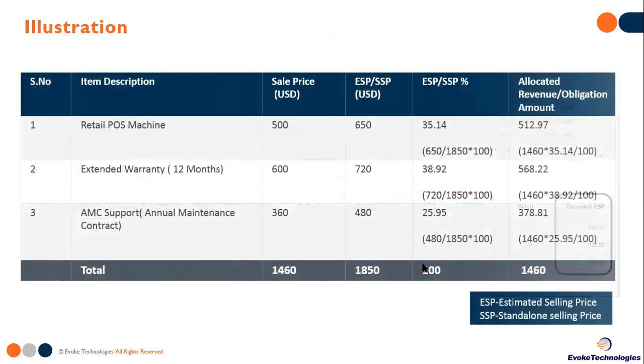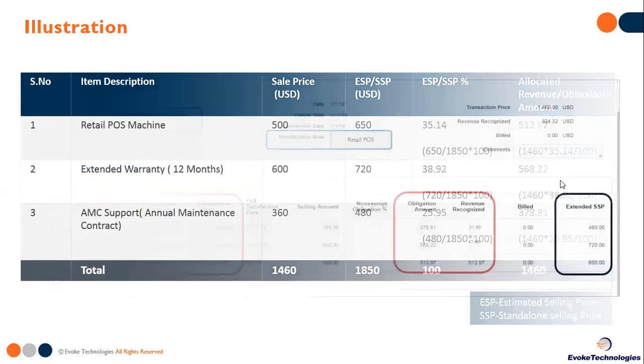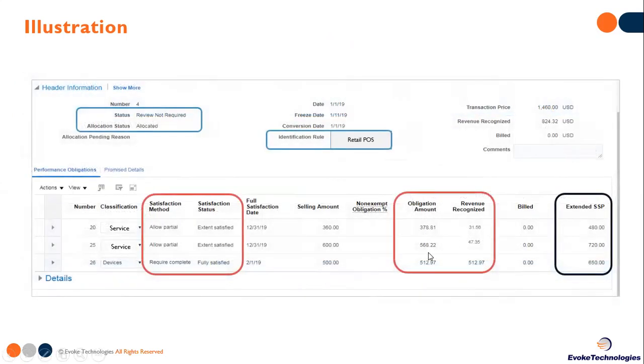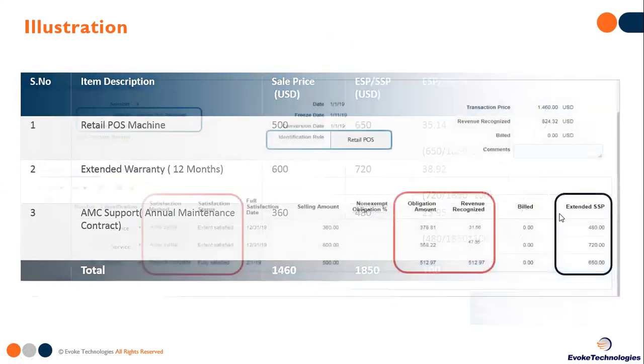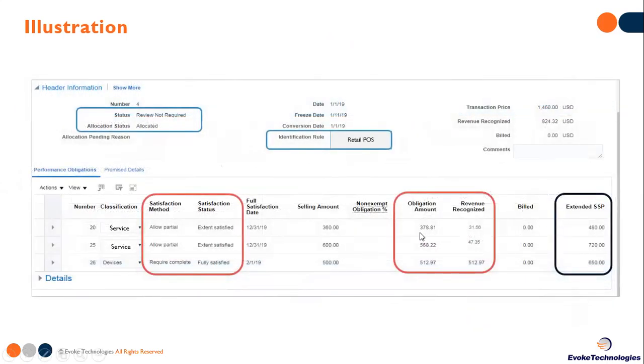And next, we'll go through the warranty. The warranty is 568.22. We could see 568.22 in the second row for the warranty. And now for the AMC support, it is 378.81. Let us go back and check. Yes, the first column, first row, 378.81 against the obligation amount. So this is the obligation amount.